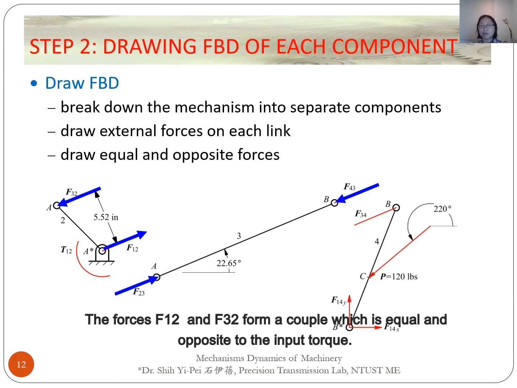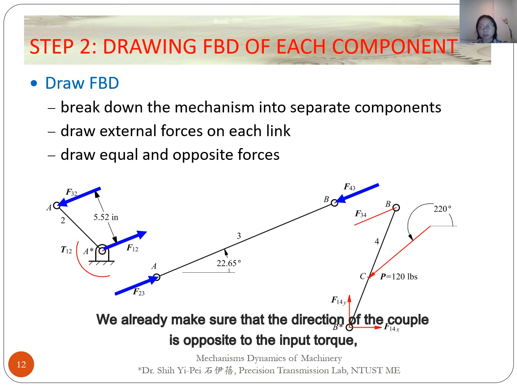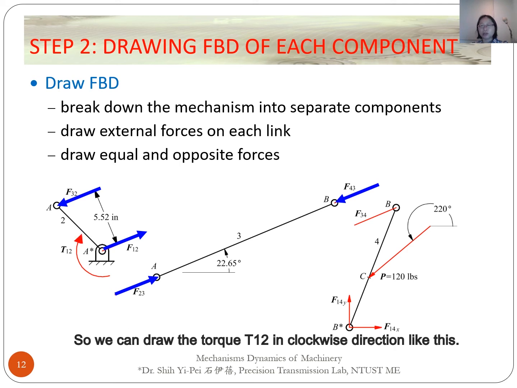The forces F12 and F32 form a couple which is equal and opposite to the input torque. Therefore, the forces F12 and F32 should be parallel, equal in magnitude, but opposite in direction. We already made sure that the direction of the couple is opposite to the input torque, so we can draw the torque T12 in the clockwise direction like this.